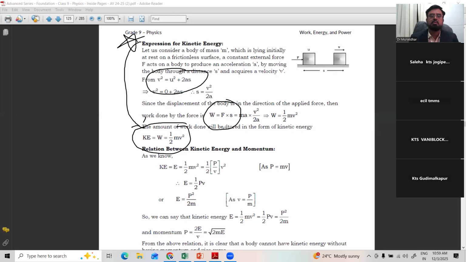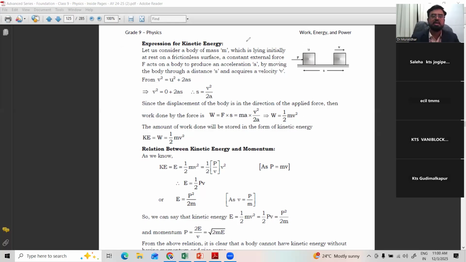Derivation is not required for us, but the expression for kinetic energy, half mv square, is simply obtained from our equations of motion. We apply it in W is equal to F into S, where force is ma, from Newton's second law. a is equal to v square by 2s, which is from v square minus u square is equal to 2as. The body starts from rest, so u is 0. We apply some force here. What is the work done in moving from here to here? First we calculate the distance covered, then substitute in the F into S formula. The work done is nothing but kinetic energy. Force is ma, S is v square by 2a. We get half mv square. Kinetic energy is equal to half mv square.